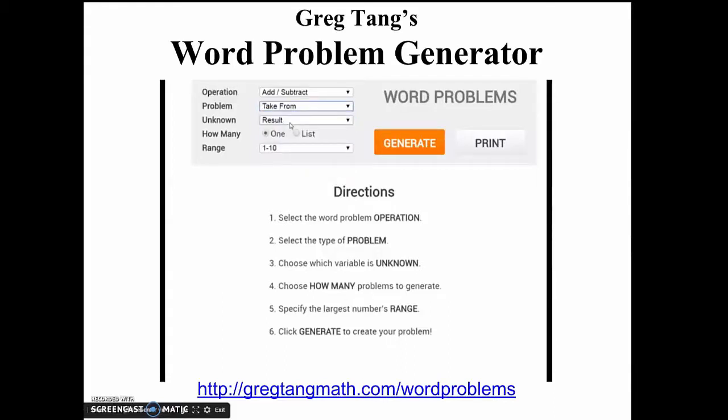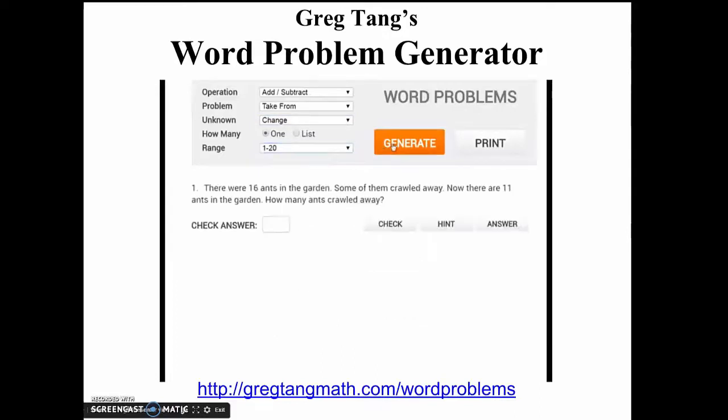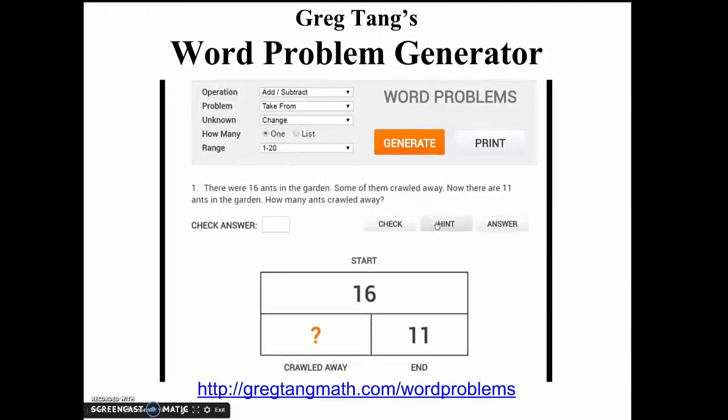Next, select the position of the unknown. Let's go with change unknown. You can even control the size of numbers. So for our beginning students, keep them small. Next, click the Generate button. And voila, you now have a customized word problem. For more proficient students, ramp the numbers up.